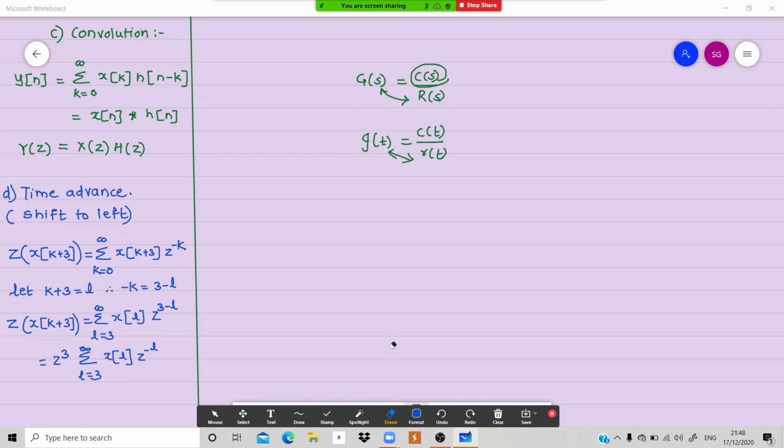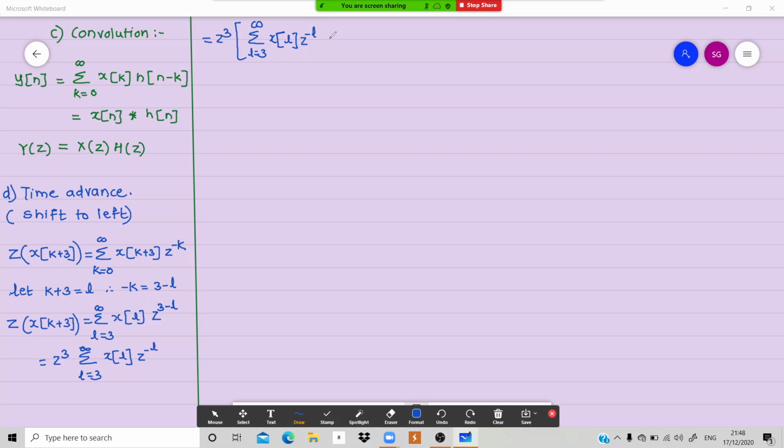So definitely we'll try to add some terms and we'll subtract some terms. So you will find that yes, that will be beneficial. So what should we add? C is equal to z cube, your original thing, summation L equal to 3 to infinity x(L) z raised to minus L.